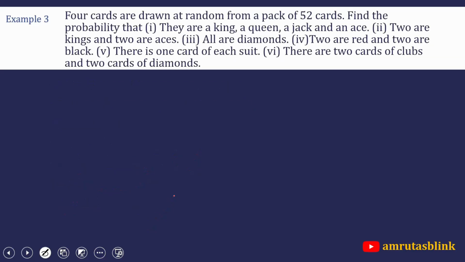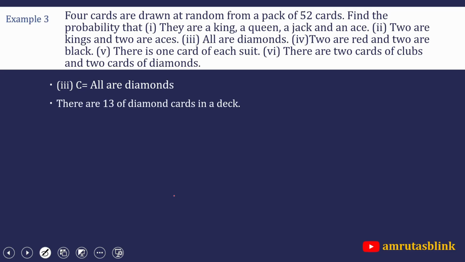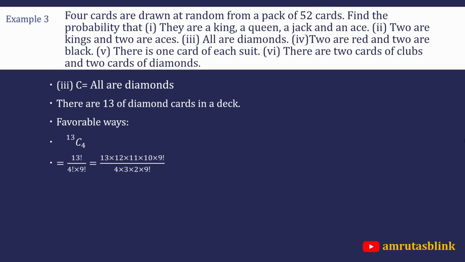Now let's move to the third case, that is all are diamonds. So how many diamonds are there? There are 13 diamond cards in a deck, and we need to select 4 cards out of it. So 13C4 are the favorable ways. So 13C4 is equal to 13 factorial upon 4 factorial into 9 factorial.